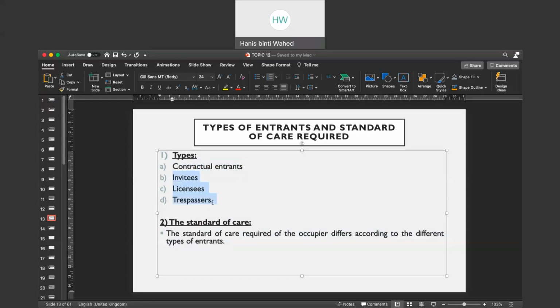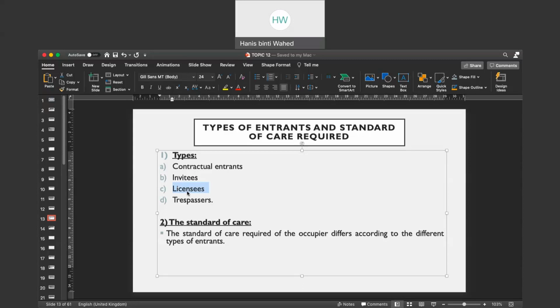And then the second highest is towards invitees, because of the existence of mutual interest between the occupier and the invitees. Next, the duty of care towards licensees is lower compared to the duty of care owed towards contractual entrants and invitees, because licensees are persons who get permission only to enter the premises for their own purposes.